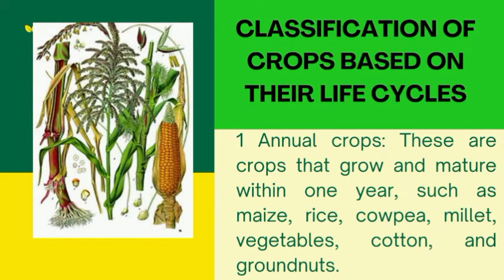Annual crops. These are crops which grow and mature within 1 year. If you plant them, within 1 year they are going to bring out the seed, they are going to bring out the fruit. You are going to harvest them. When you harvest them, they die. When I say 1 year, it does not mean January to December. 1 year can be October this year to October next year. It can be November this year to November next year.